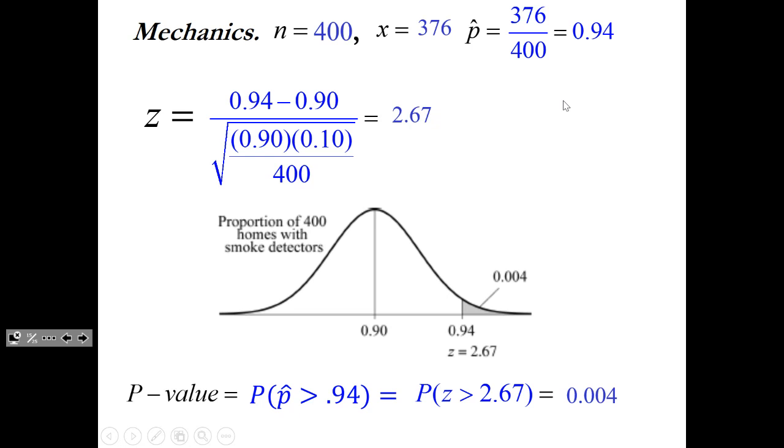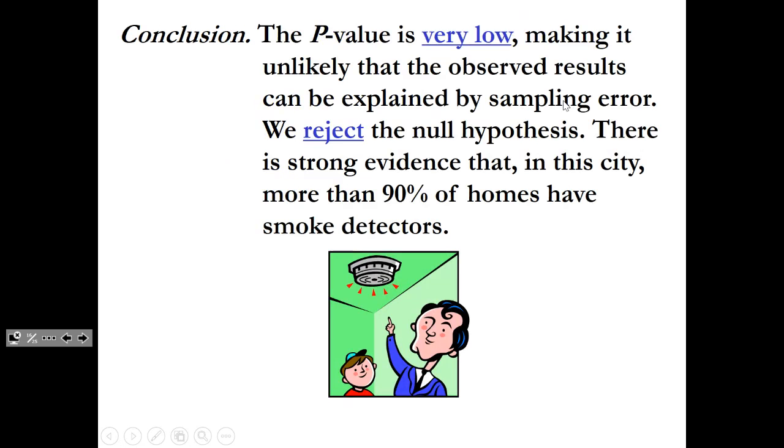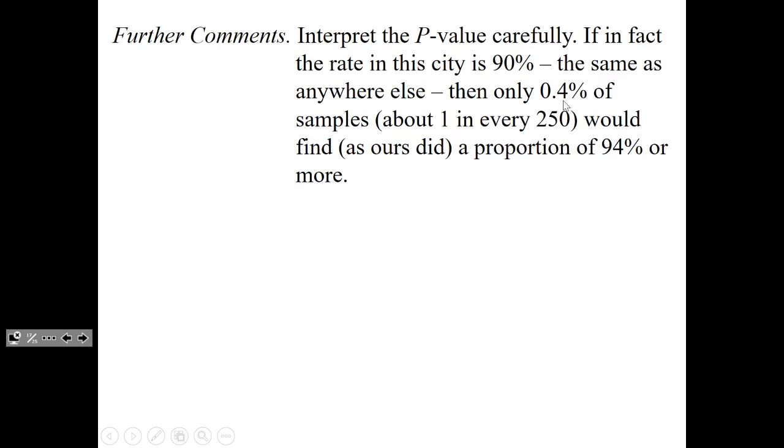0.004. That means I had a less than 1% probability of this result. That's very low. It's unlikely this observation is just due to sampling error. So I reject the null hypothesis. In fact, this is strong evidence the city has more than 90% of homes with a smoke detector. That low p-value suggests the null was wrong, and that's evidence in support of our alternative. That's how hypothesis testing works.